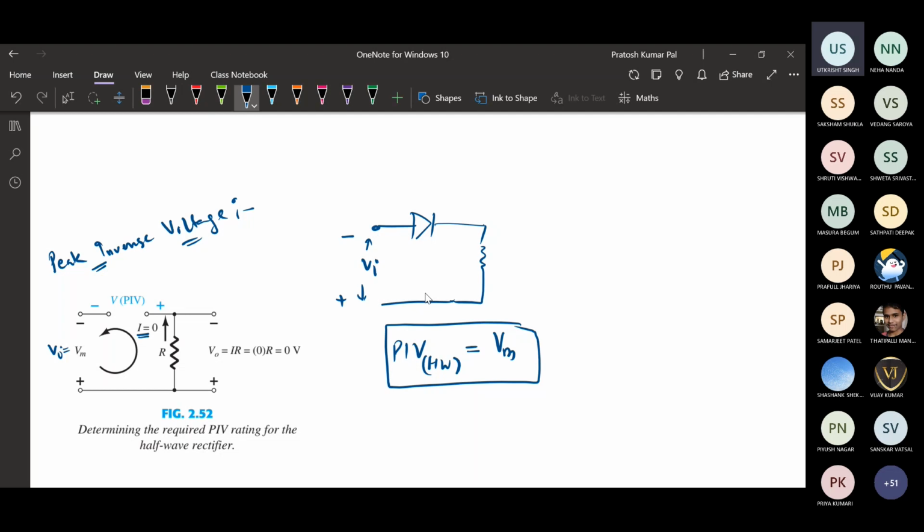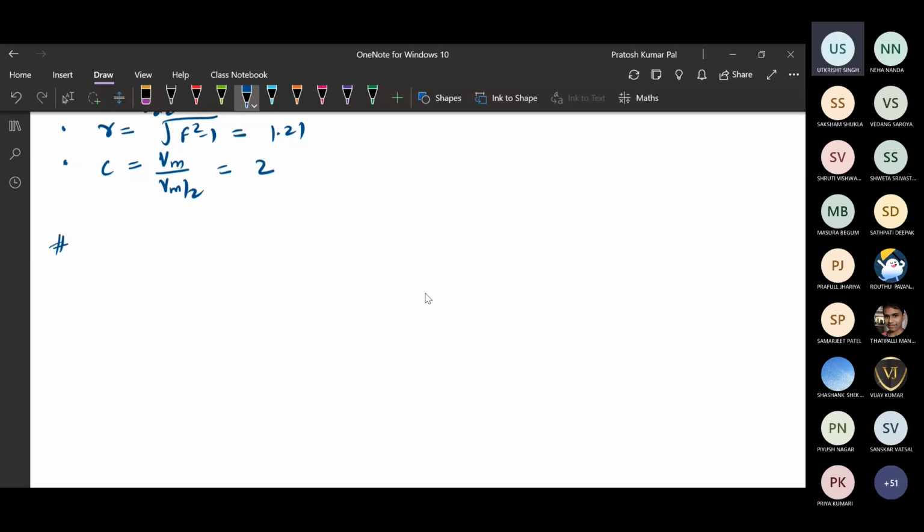Okay, so this is how we calculate the PIV. A parameter that is also most important is the percentage efficiency. What is the efficiency of this half wave rectifier? It comes out to be 40.6%. You can just remember the value. How it is derived is very complex to calculate and is not part of your syllabus, so you can just remember the efficiency. The efficiency of the half wave rectifier is 40.6%.